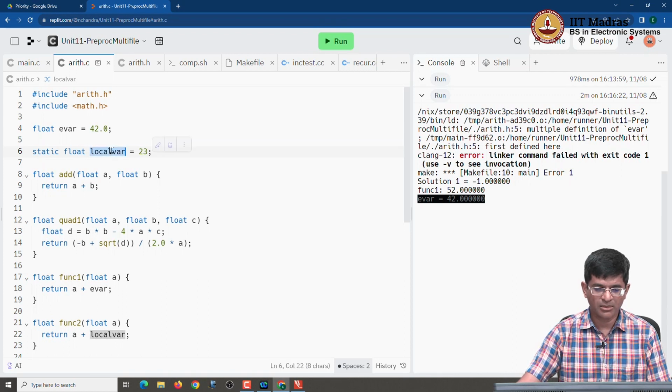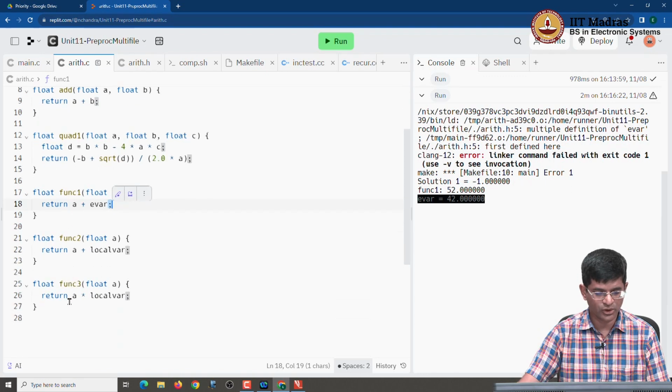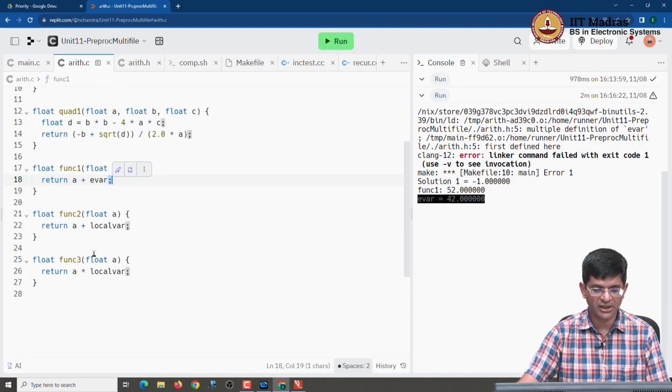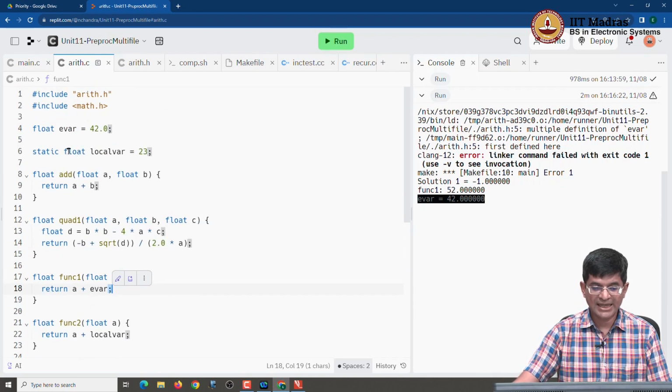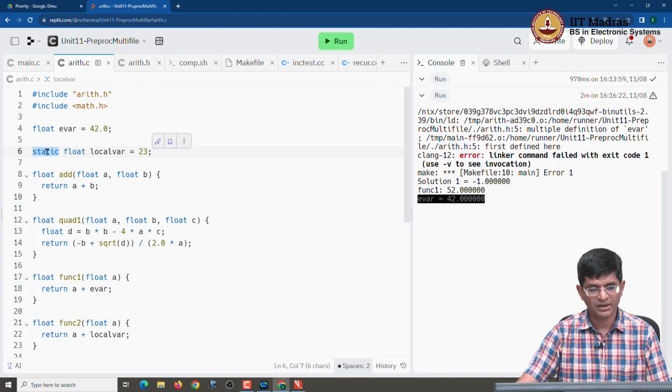But now I have another variable out here called localvar, which I want to use inside func2. I may also want to use it inside some other function, so there's a func2 and a func3, both of which make use of localvar, which means that it's in some sense a global variable. It's accessible from multiple functions present inside arith.c. But rather than just declaring it as a float, what I have done is I have declared it as a static variable.